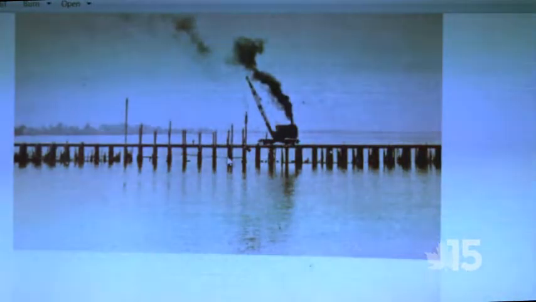So here they are, they're repairing it after it had burned. They're replacing the pilings in this structure. Look at that crane, it's blowing smoke. Must be steam. Coal driven.